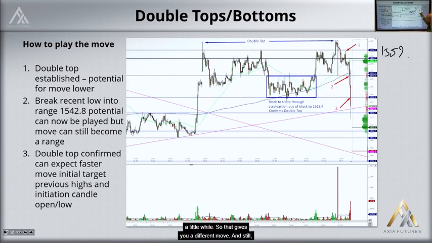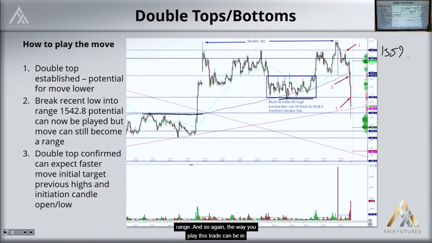So that gives you a different move. And still, this isn't a double top yet. It's only a double top when you break the bottom of this area. That's when it becomes a double top. That's when the acceleration phase can come in. But that acceleration puts you back down onto another small range.